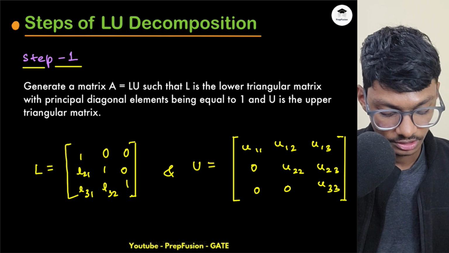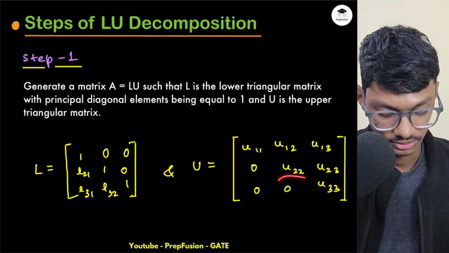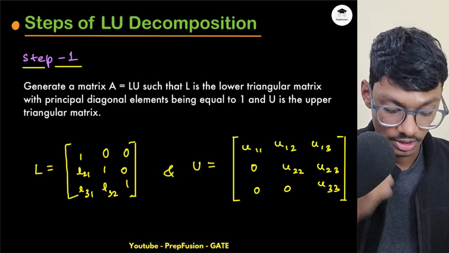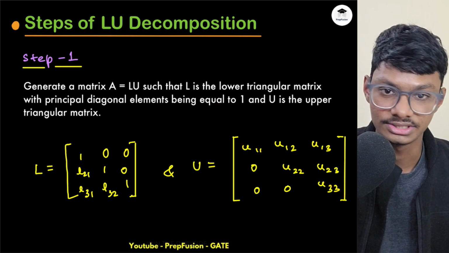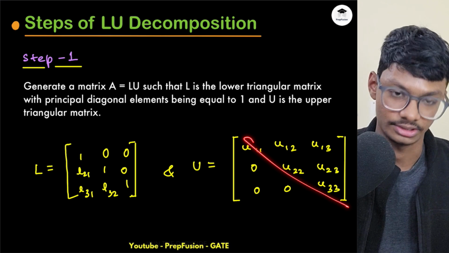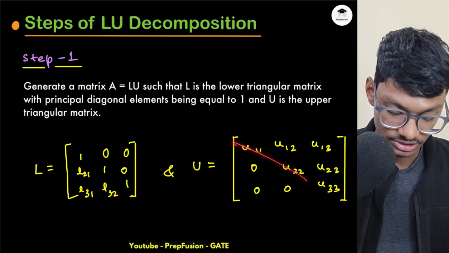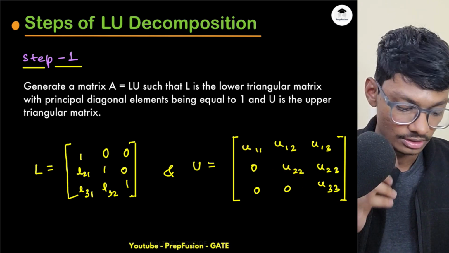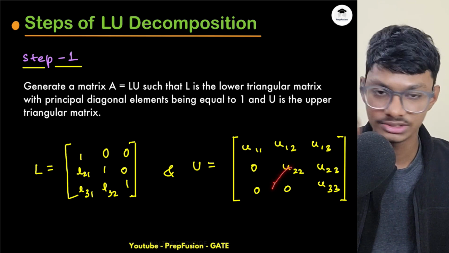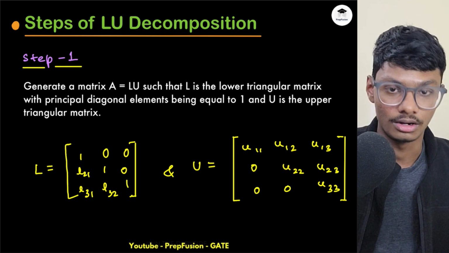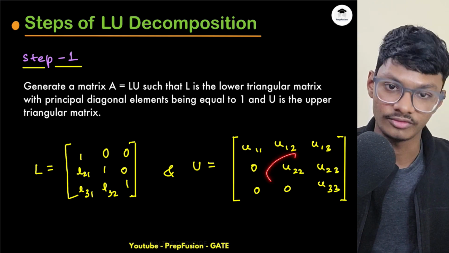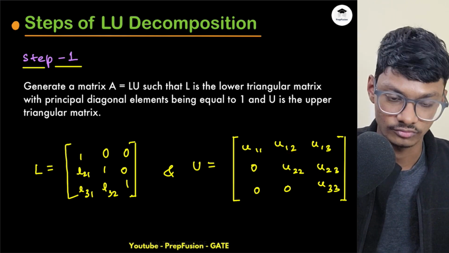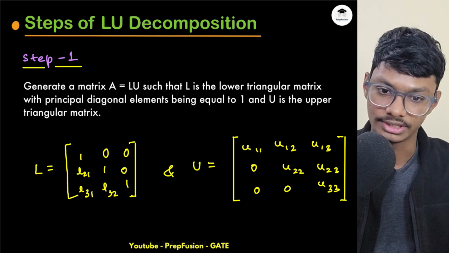Now what is U? U is U11, U12, U13, U22, U23, U33. Here, for the diagonal elements, there is no condition specified, so it can be anything. It can be 1, it can be 2, anything, right? Just for the lower triangular matrix, the diagonal elements are all 1. For the upper triangular matrix, all the elements below the principal diagonal will be 0. All the elements above will be non-zero. At least one of them has to be non-zero.